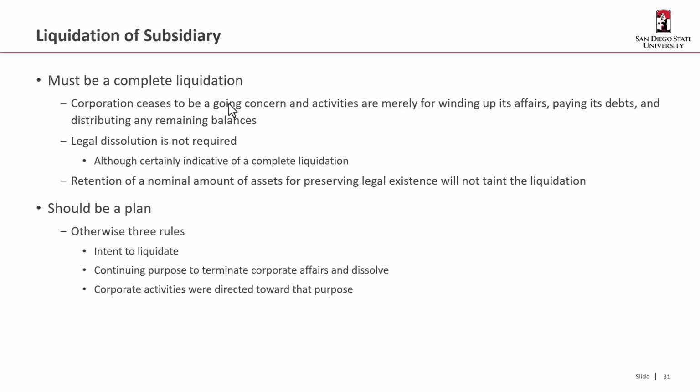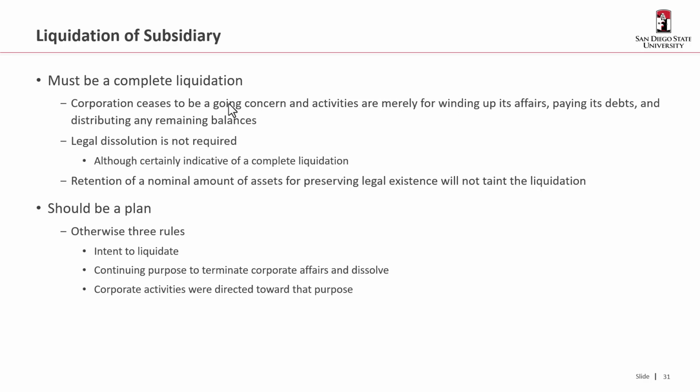The T, right? So this subsidiary can retain a nominal amount of assets simply in order to preserve legal existence, and that will not taint the liquidation. So, for example, in some countries and maybe in some states, you're required to have a minimum net worth. And so maybe they keep $100 worth of net worth in the corporation. As long as it's nominal, you can retain that and it's still considered a complete liquidation, even though obviously you haven't absolved the legal dissolution of the corporation.